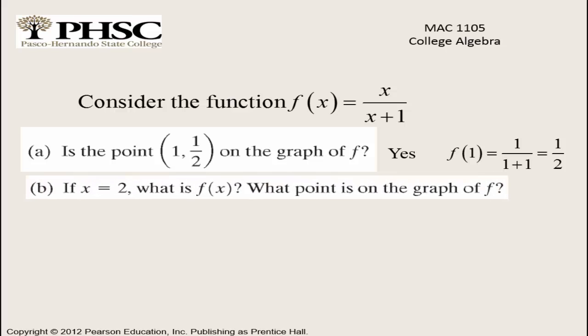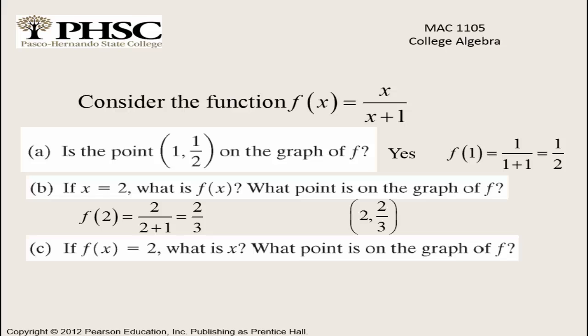So if x equals 2, what is f of x? And what is the point on the graph? So what we do is we evaluate f of 2 and we get 2/3. So the point on the graph is 2 and 2/3. So x is 2 and f of x is equal to 2/3.